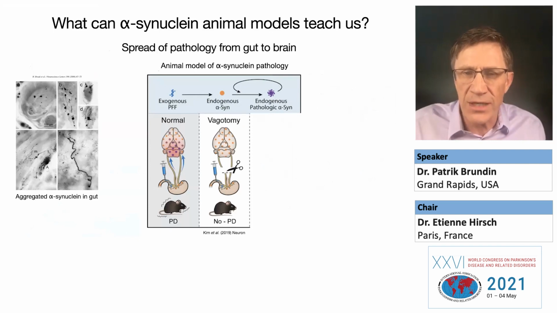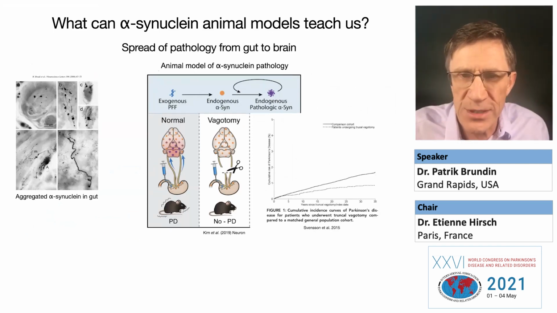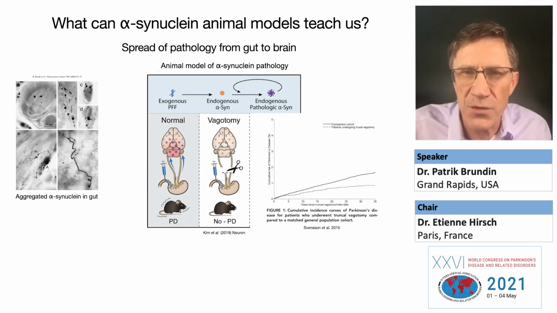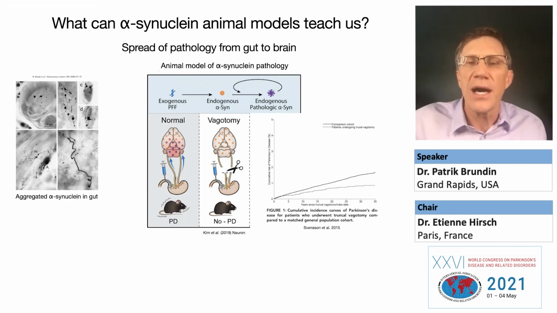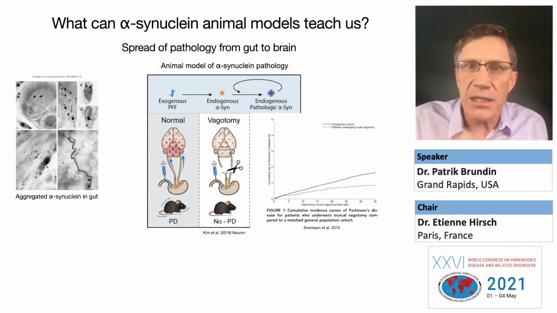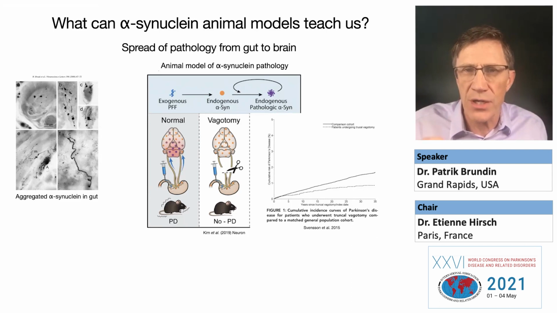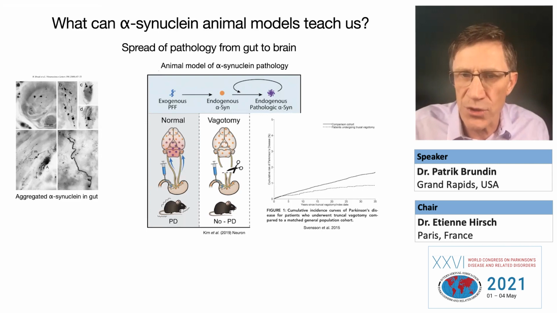Interestingly, if you cut the vagal nerve, similar to what has been done in humans, previously as a treatment for severe peptic ulcer, and epidemiologically, cutting the vagal nerve in humans is associated, according to some studies, with decreased Parkinson risk later. If you do that in the mouse, inject the fibrils in the pyloric duodenum region, you get much less pathology in the brain.